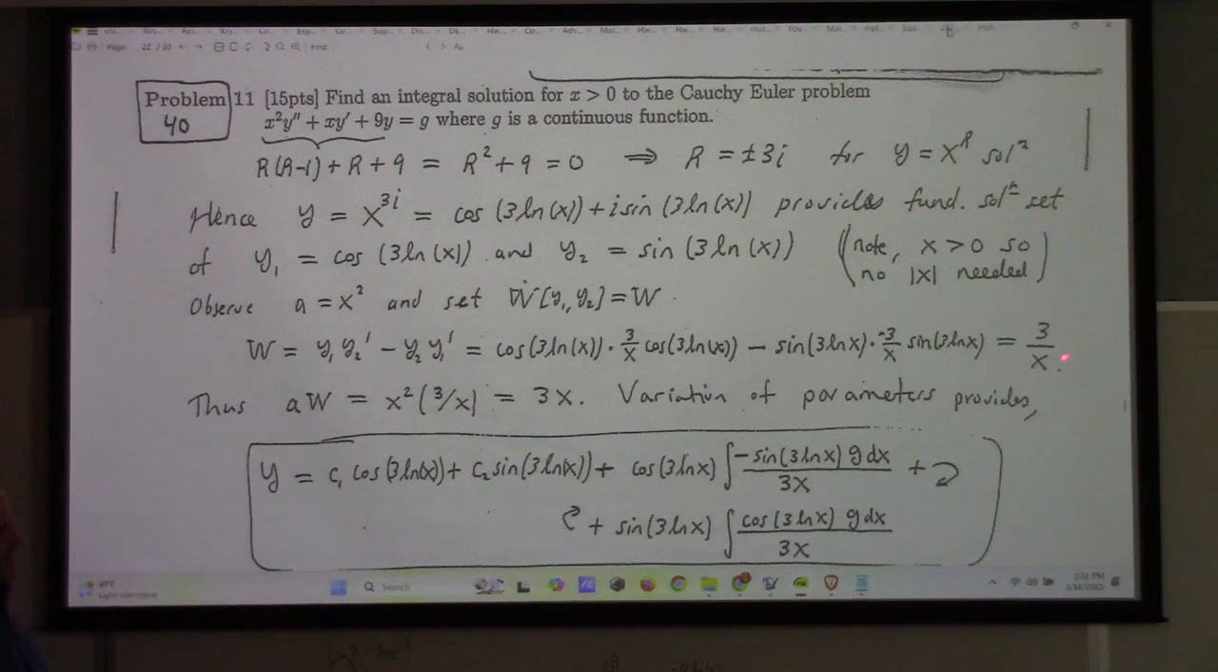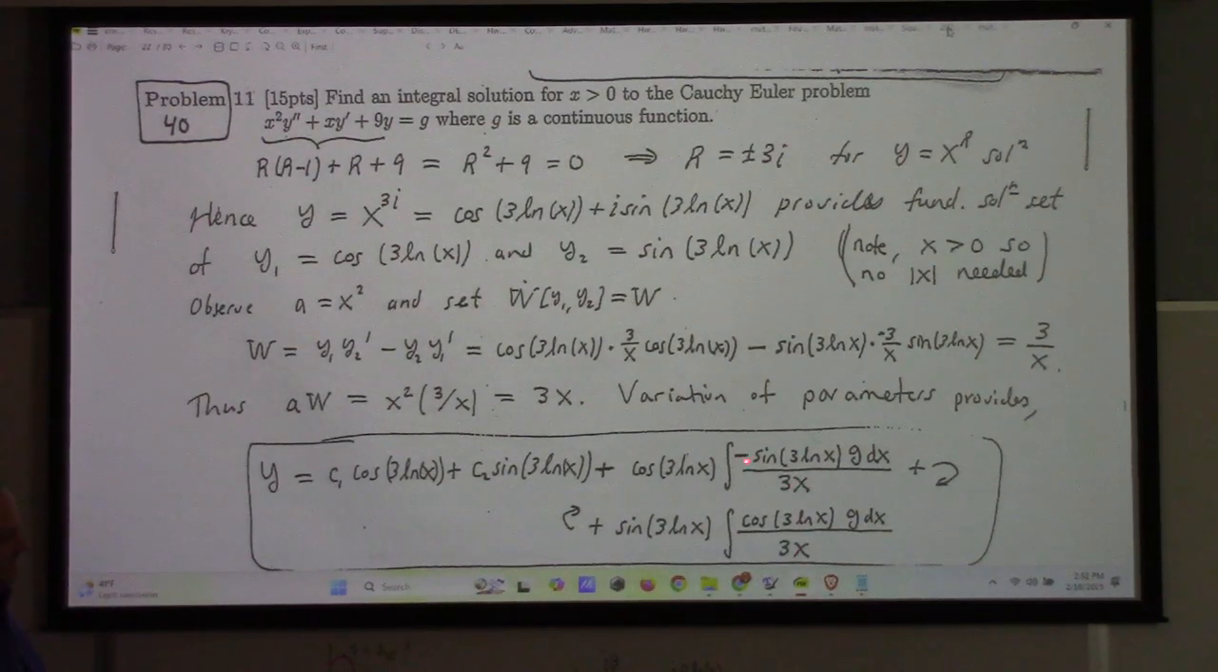And it simplifies to actually 3 over x. So that's pretty cool because you got a sine squared plus cosine squared here, right? And as such, when I calculate a times w, well, notice that here a is not 1. A is actually equal to x squared. So the variation of parameters is actually kind of interesting here. So my aw term, which is in the denominator of the variation of parameters formula, ends up being 3x, and that's why I have a 3x here.